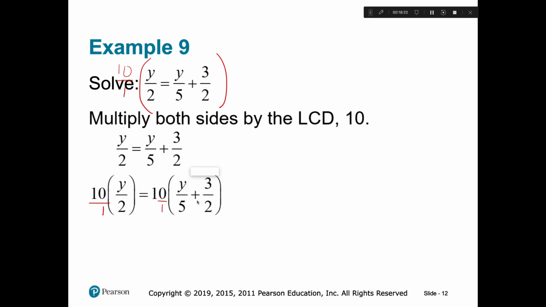And then I also have to take my last fraction times that 10 over 1. Can I cross cancel anything there before I multiply? Okay. What am I going to cross cancel? And over here it would be the 10 and the 2. The 10 becomes a 5. What is 3 times 5? 15. So my new equation, which is going to be easier to work with, is 5y equals 2y plus 15.